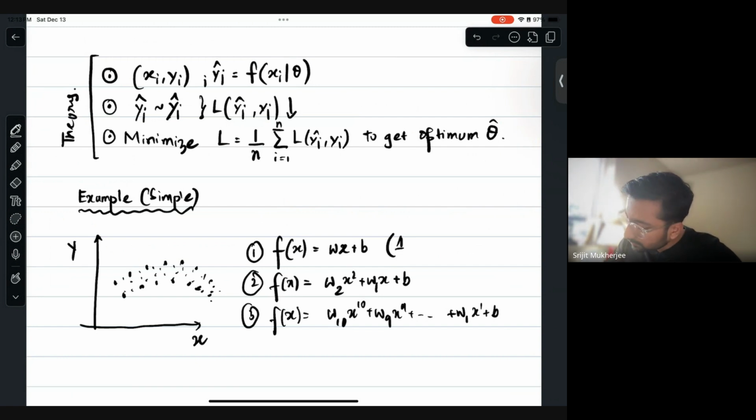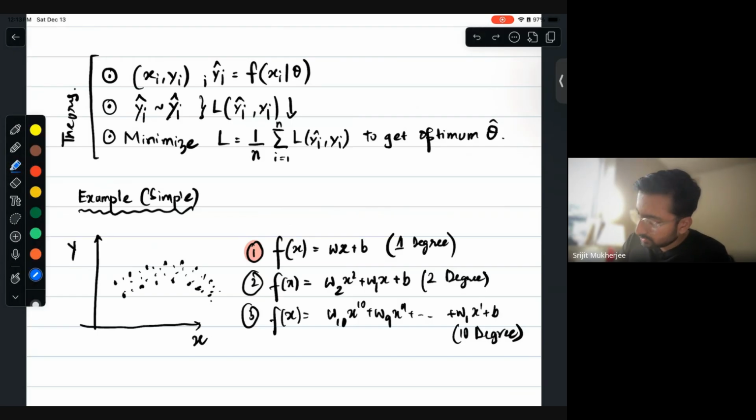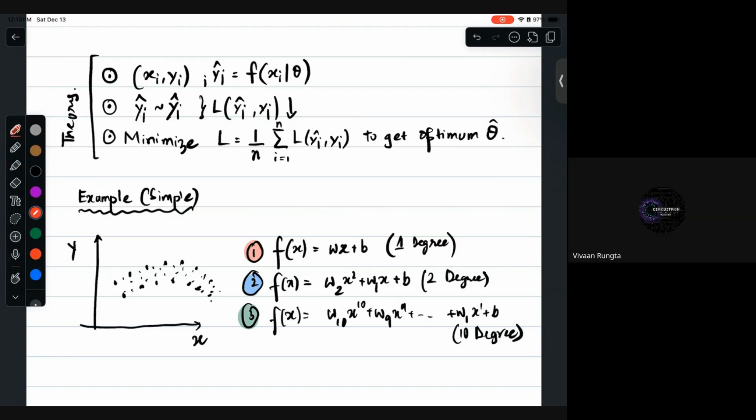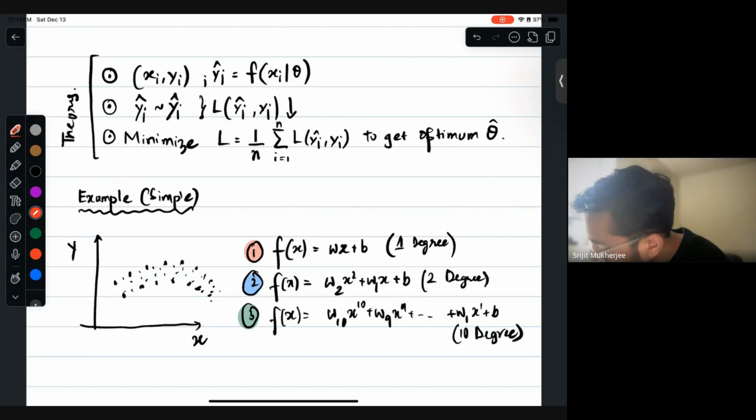The first is 1 degree, the second is 2 degree, and this is 10 degree. Okay, so it's a 10-degree polynomial. And let's see how it will fit. So if you fit it, let's give it different colors. Let's try to fit it. So if you fit the number one, we will get something like this.